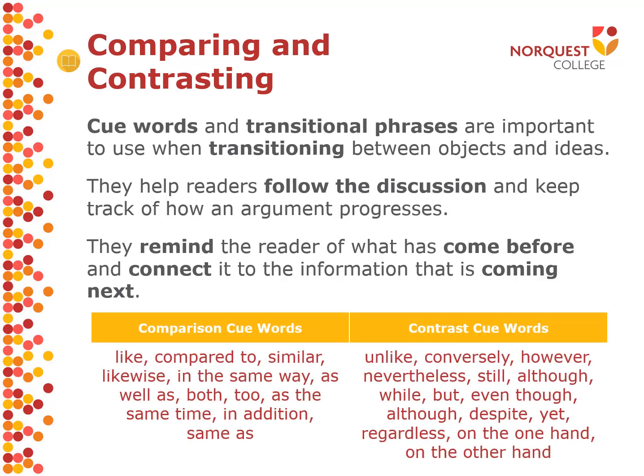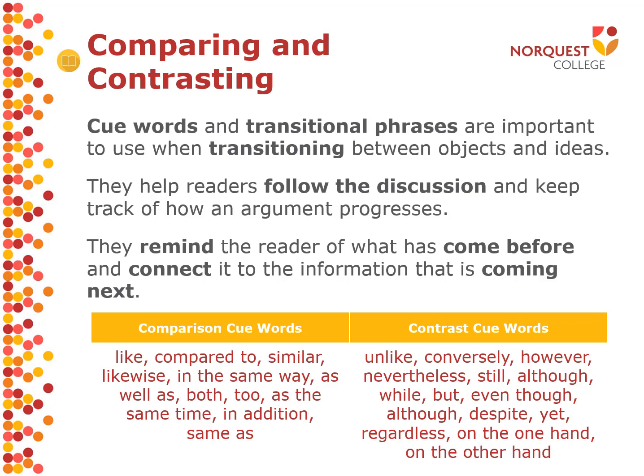Here is a list of a few cue words. On one side, we have comparison cue words. Words like compared to, similar, likewise, in the same way, as well as, both, at the same time, in addition, same as. These cue words indicate to the reader that the sentence is a comparison, and there's comparison happening.